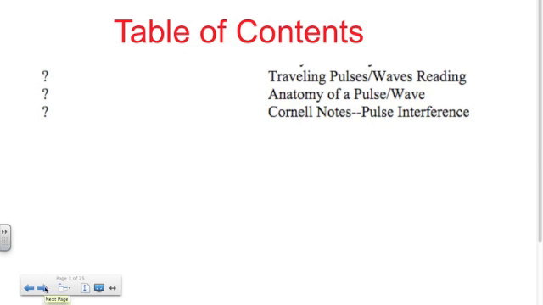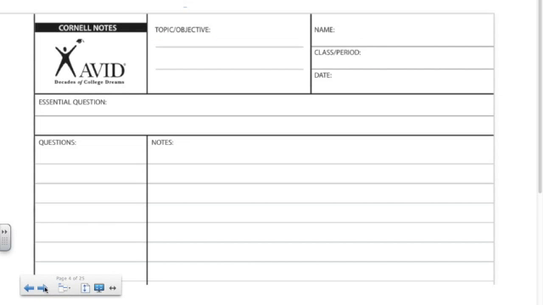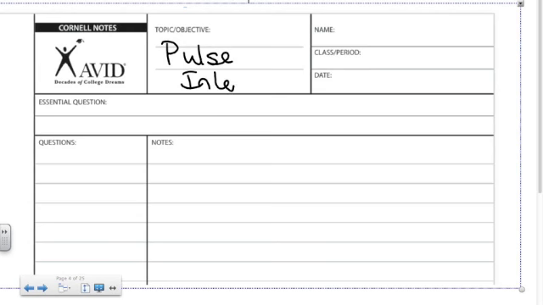Because we're going to use the Cornell Notes, it's your choice whether to use the paper, if you've got extra copies of the paper. If you want to go ahead and use just your lab notebook and draw the different areas, that's fine as well. So our topic or objective is pulse interference. And then our essential question is how pulse interference is different.